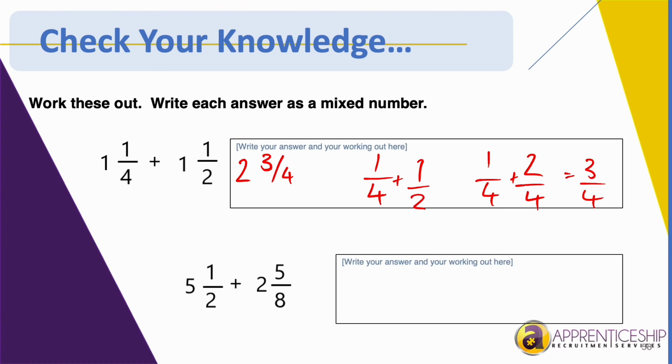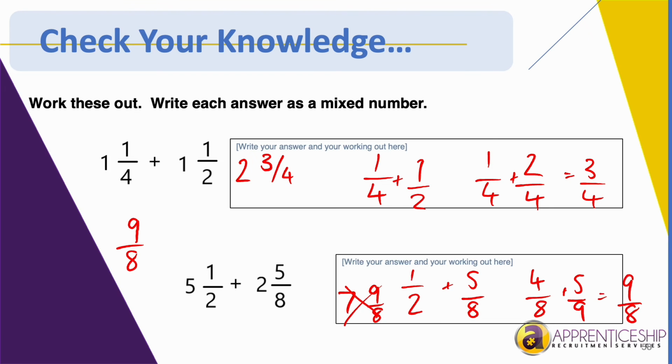So 5 add 2 is 7. We'll keep that to the side. Then we've got a half add 5 eighths. We can see that this half can be converted to eighths. So that's going to be 4 eighths add 5 eighths, which is 9 eighths. What we're not going to do is say that the answer is 7 and 9 eighths. That would be wrong, because now we've got a mixed improper fraction which doesn't make sense. So 9 eighths is an improper fraction.